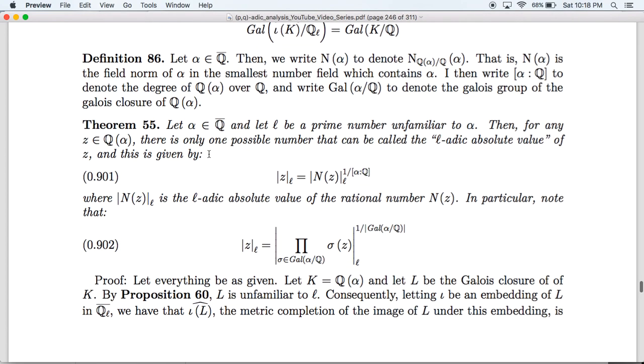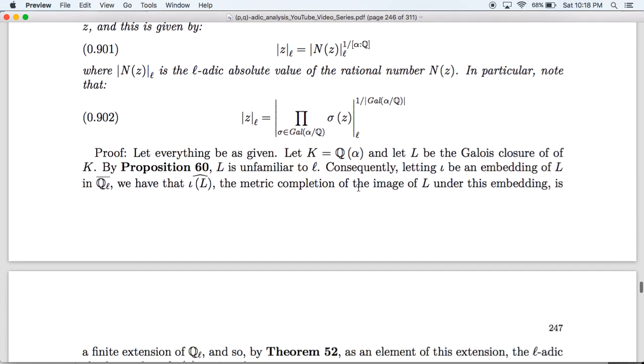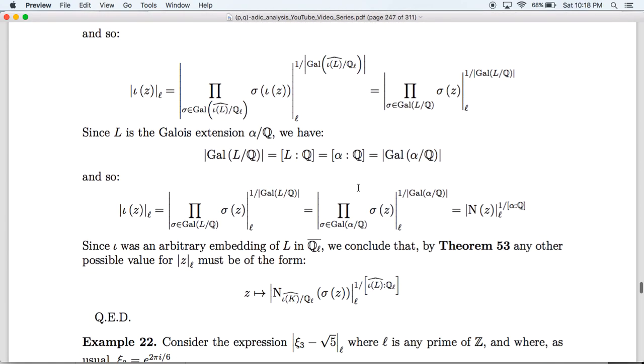And so we get a very nice thing: let alpha be an algebraic number and let L be a prime number unfamiliar to alpha. Then for any z in Q(alpha), there is only one possible number that can be called the L-adic absolute value of z. It's simply the L-adic absolute value of the field norm of z, being a rational number, and then we take the root given by the degree of alpha over Q. And the proof is just rudimentary.